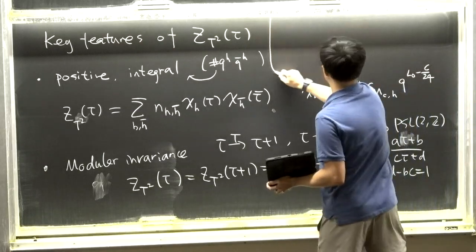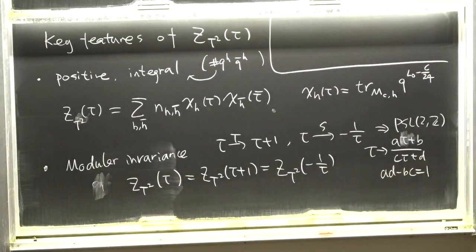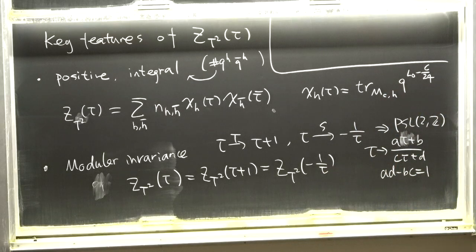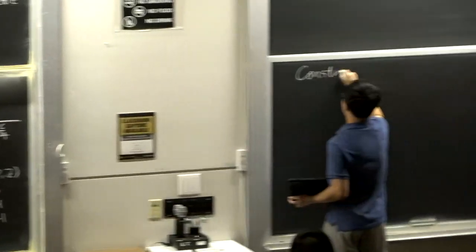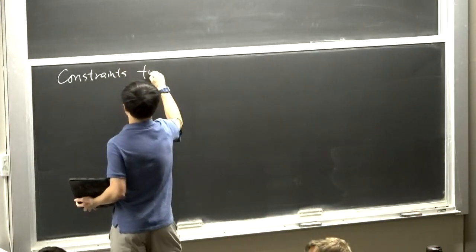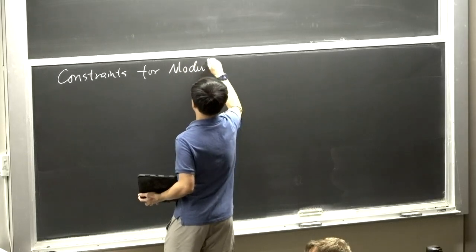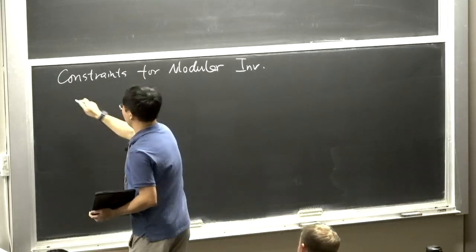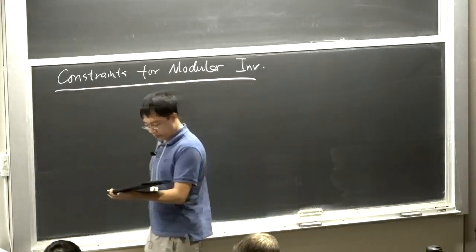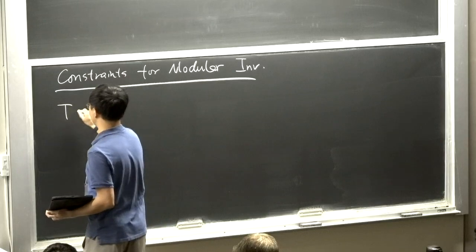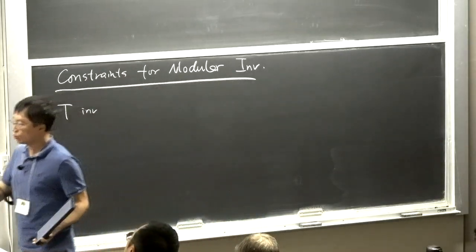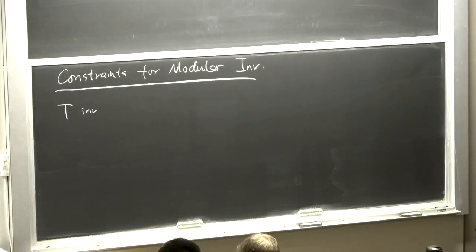So I can use this part of the board maybe just to... Okay, maybe I'll move to the end of the board. Okay. So let's say constraints from modular invariance. One of these constraints is rather straightforward. That is invariance under the T transformation. What does the T transformation do? Well, the T transformation shifts tau by 1. And you look at the form of the character.